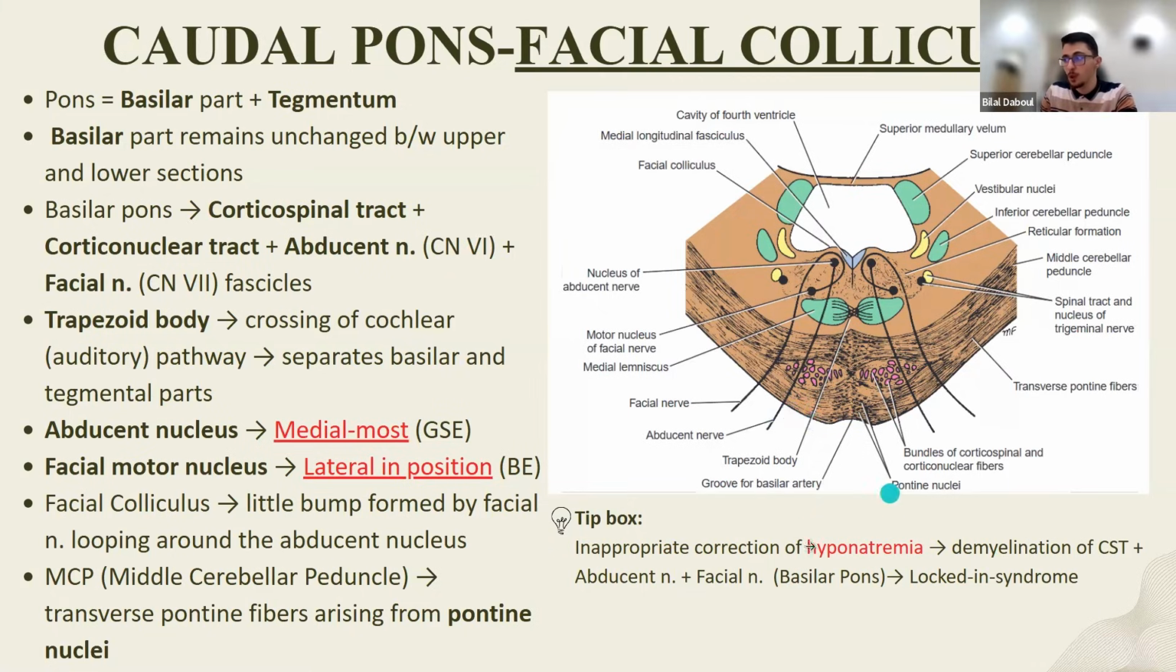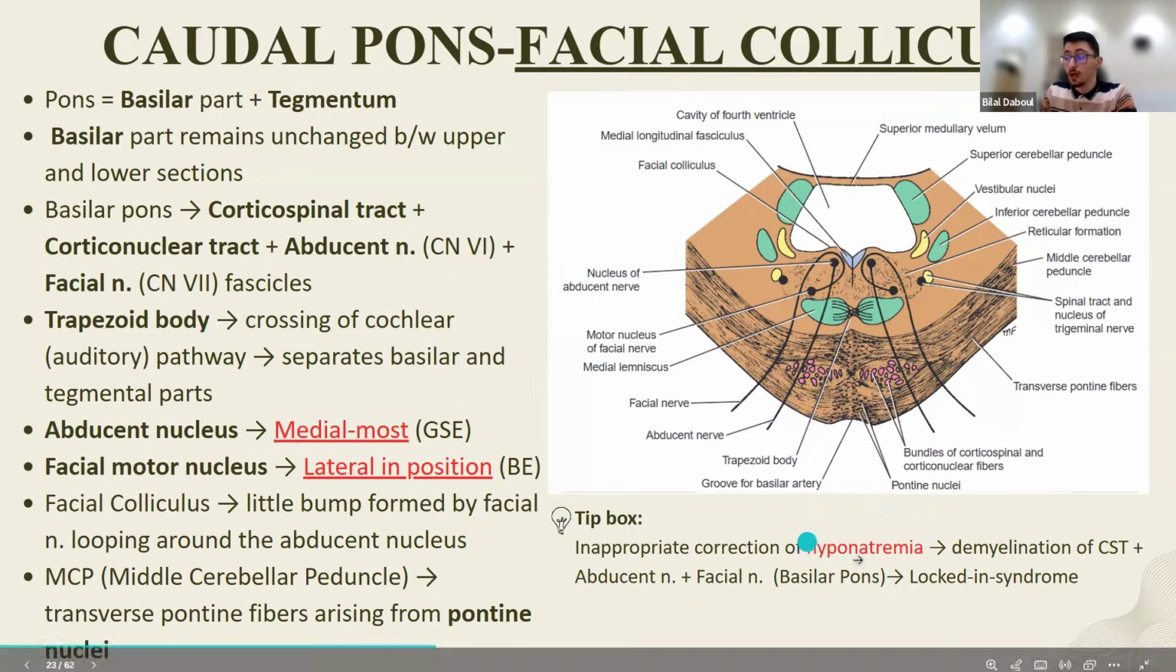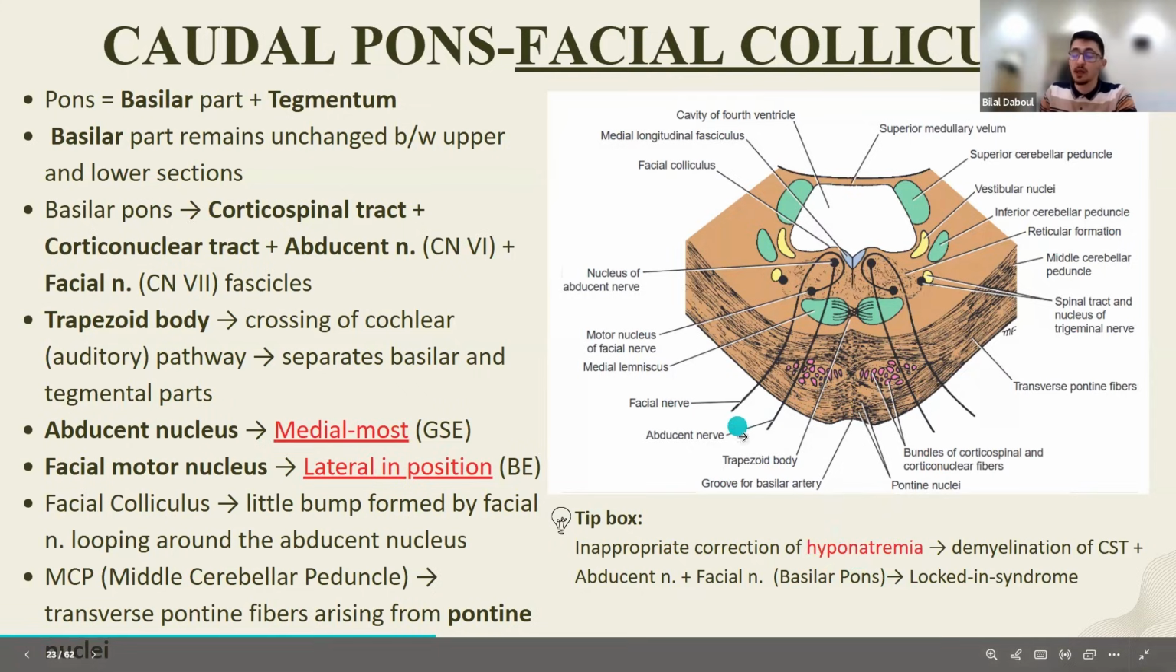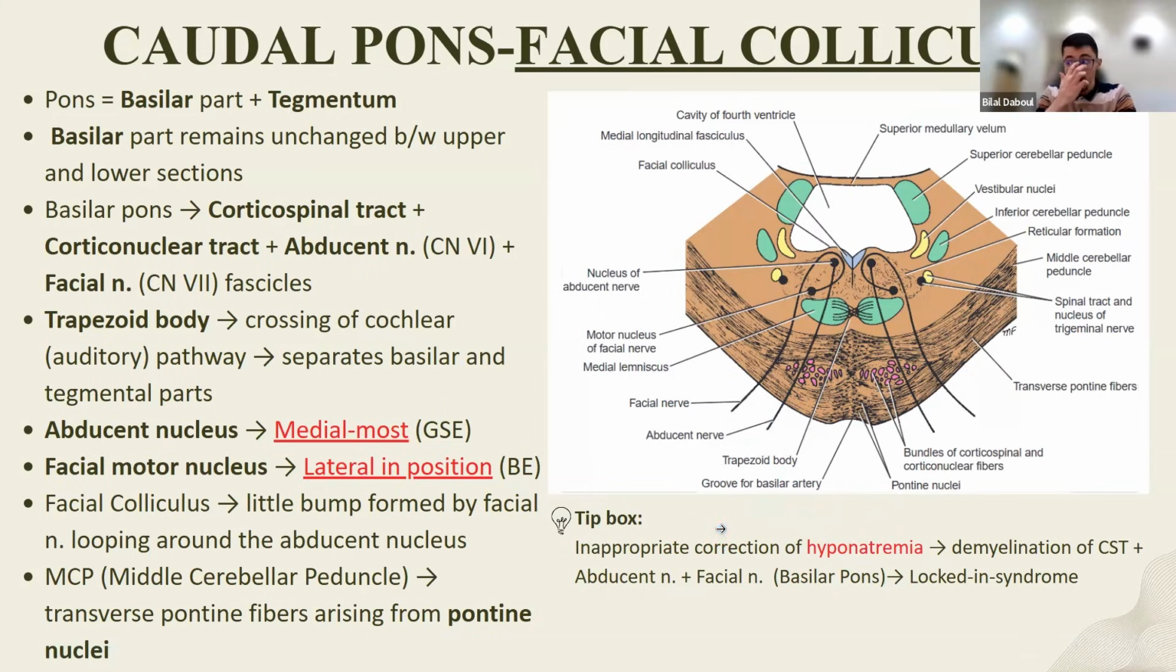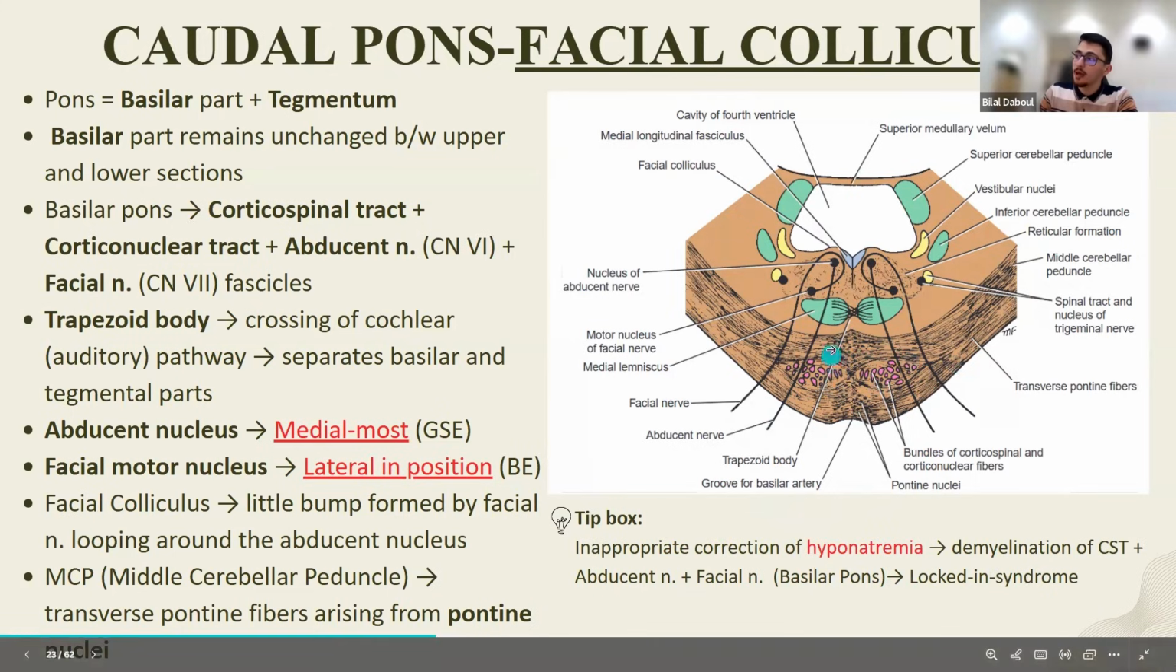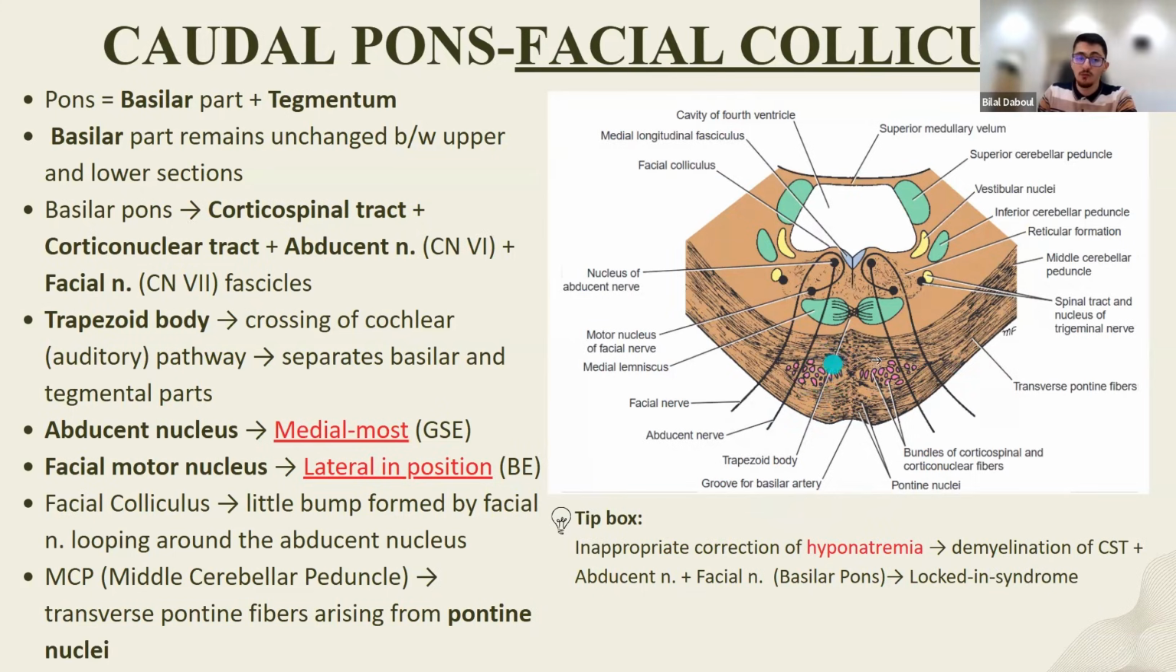You see hyponatremia, so low sodium levels in the blood, and the physician corrects the hyponatremia too quickly. So we have inappropriate correction of hyponatremia too quickly. This will cause a massive rise in plasma osmolarity. So you would have water going outside the corticospinal fibers and the corticonuclear fibers, and you would have demyelination. This will lead to osmotic demyelination of the corticospinal tract, corticobulbar tract, and the two fascicles that arise from the basilar part.